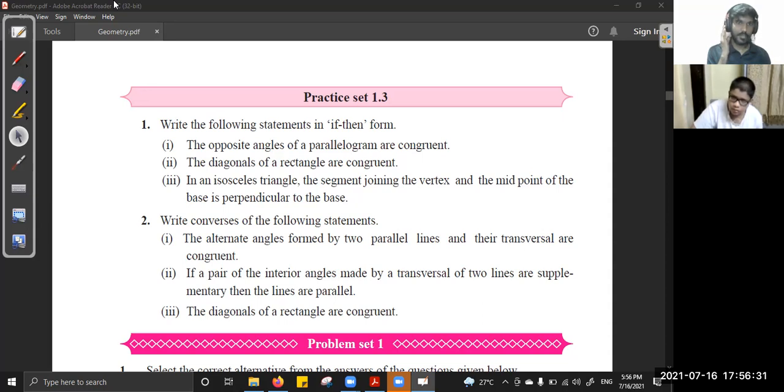Want me to repeat? If a quadrilateral is a parallelogram, then the opposite angles are congruent.